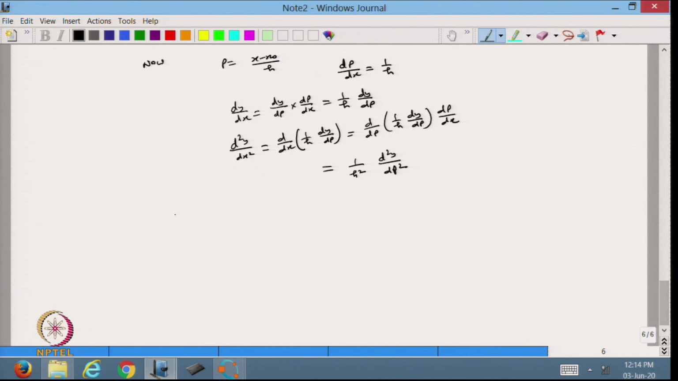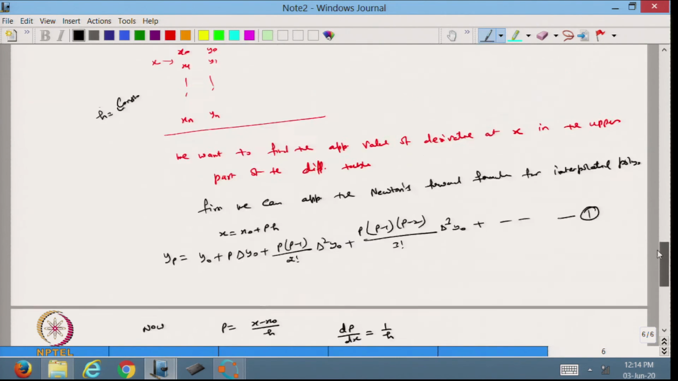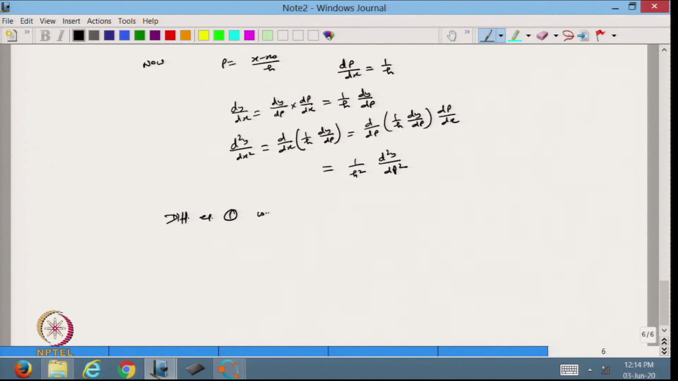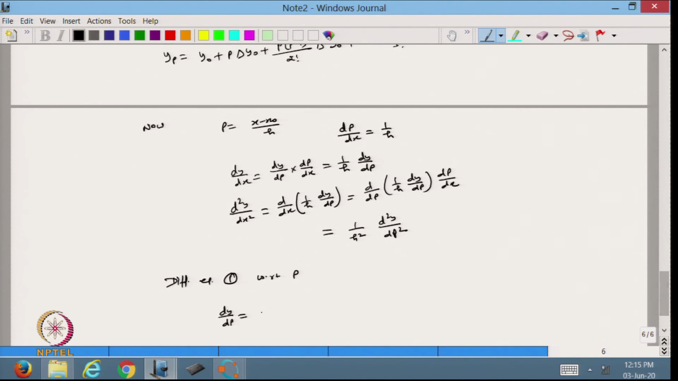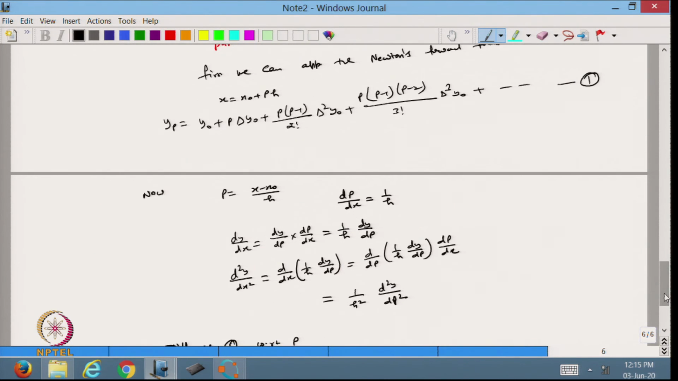So, this way we can find any derivative. Now, from here we differentiate equation 1 with respect to p, so that we can find it out. Now I will get my dy by dp. So, my dy by dp will be what? It will be y0 plus then p square minus p.